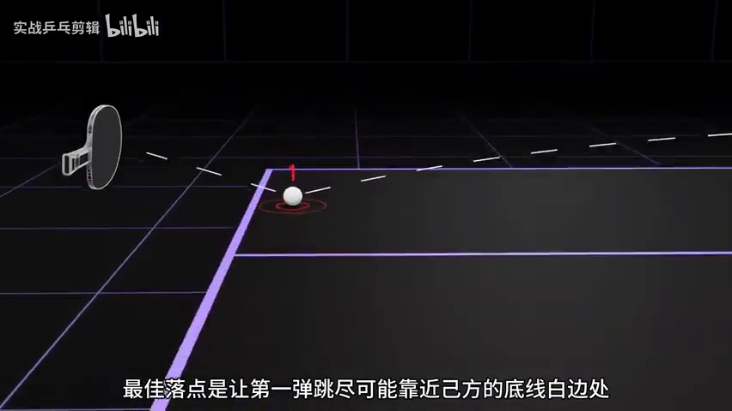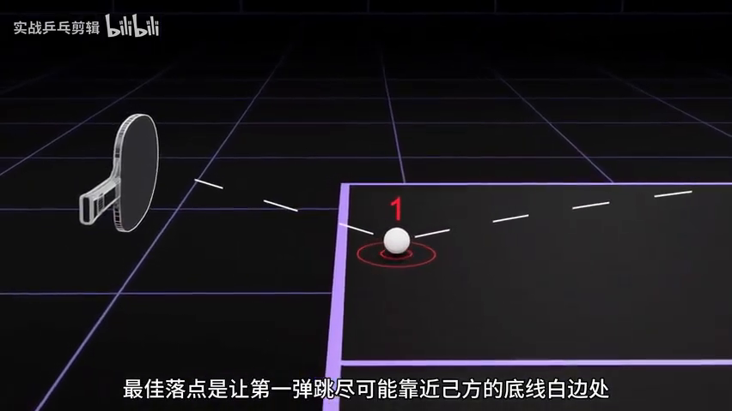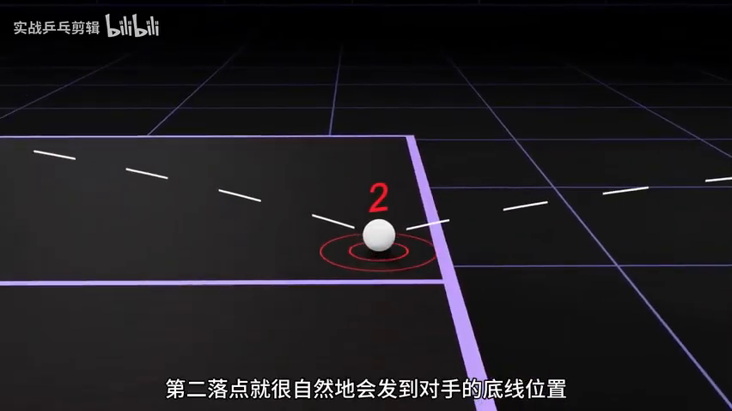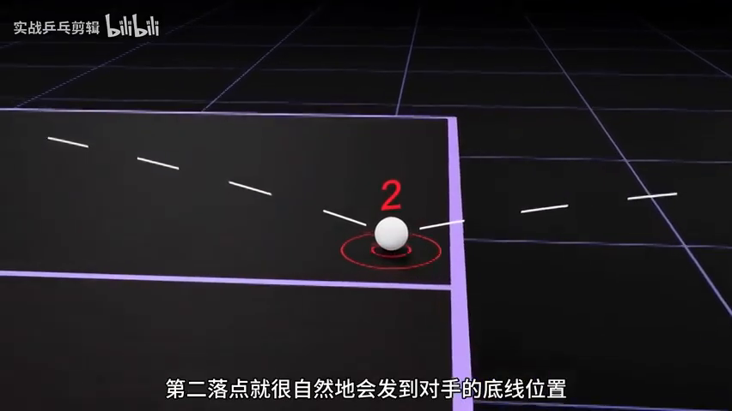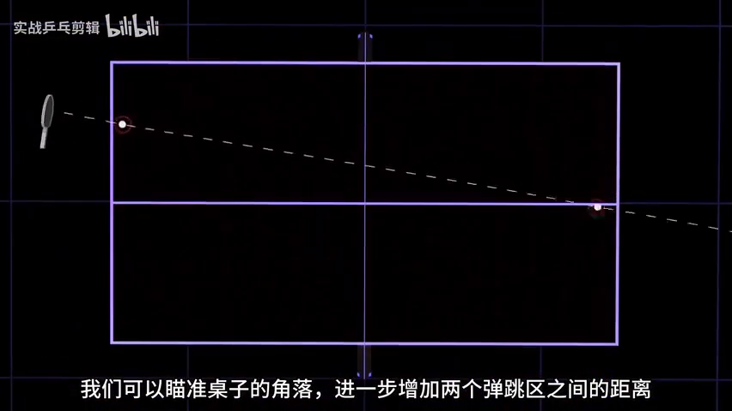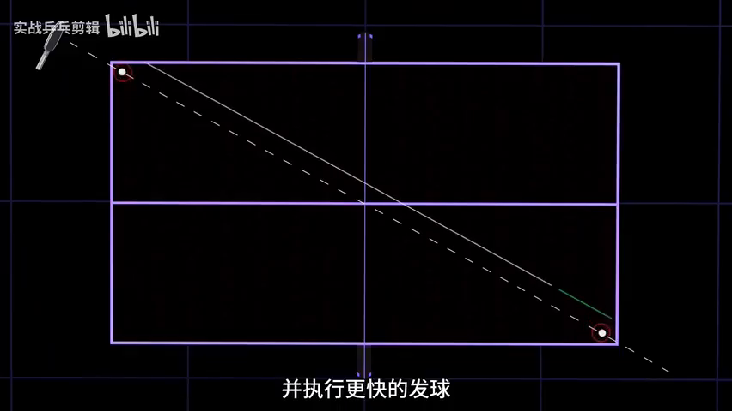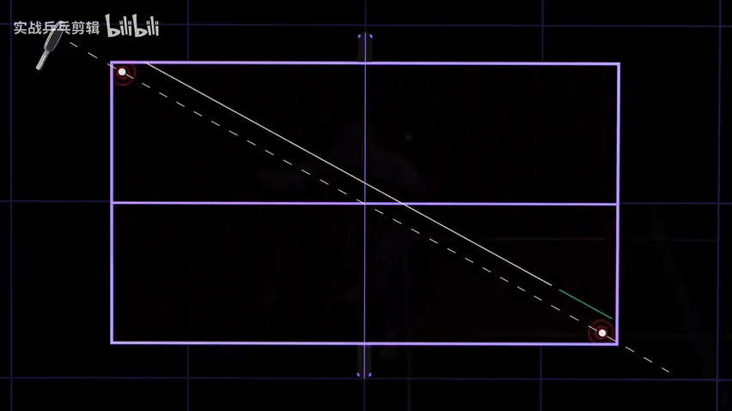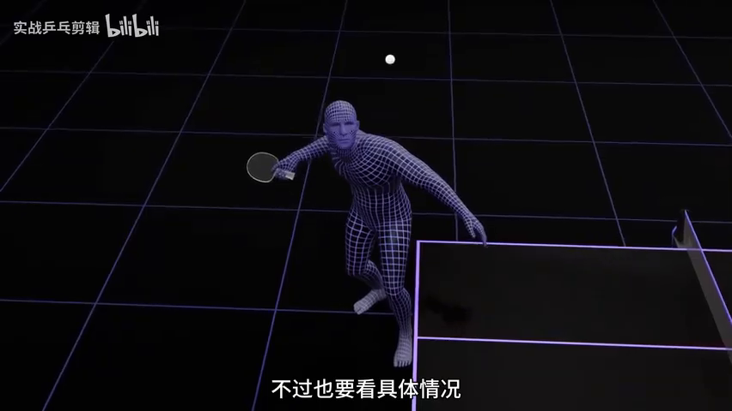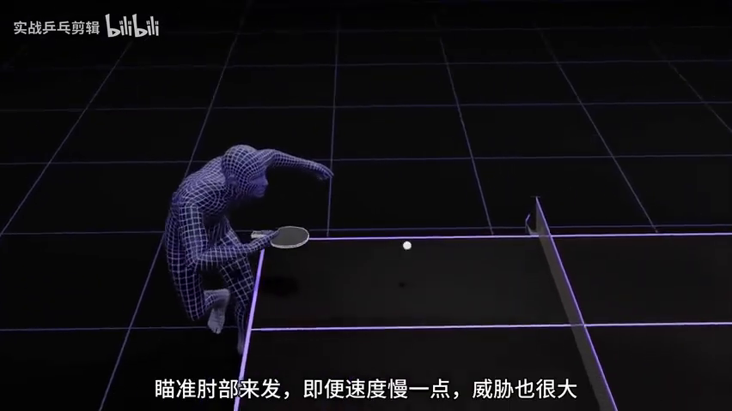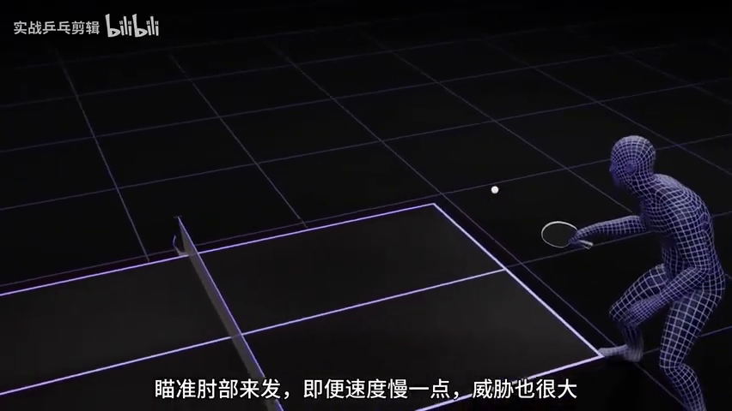The optimal placement is for the first bounce to be as close as possible to the end line on your side of the table, and the second bounce as close as possible to the opponent's end line. We can also aim for the corners of the table to further increase the distance between the two bounce zones and execute an even faster serve. However, it is important to consider that depending on the situation, a parallel serve or one aimed at the opponent's elbow might be slower but more effective.